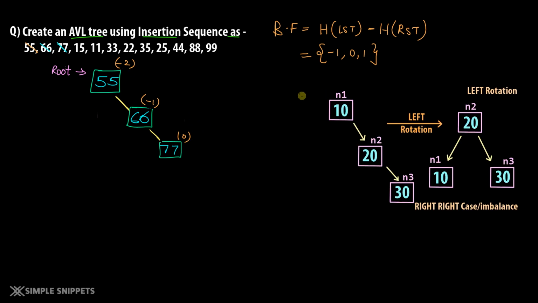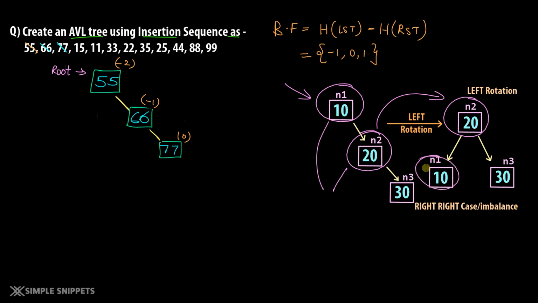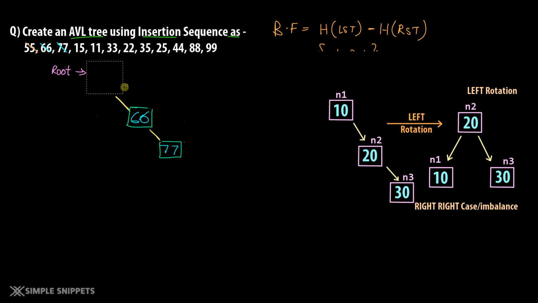So what happens in a right-right imbalance? You do a left rotation, and when you do a left rotation, the center value N2 becomes the new parent. N1, the top value, becomes the left child, and N3 remains the right child of N2. If you apply this same logic over here, the center value is 66. So 66 will go on top, 55 will come down, and then we have a new structure, correct? So let's do that. I'll take 55 down over here, and then you get this kind of structure, which is balanced. You can clearly see.